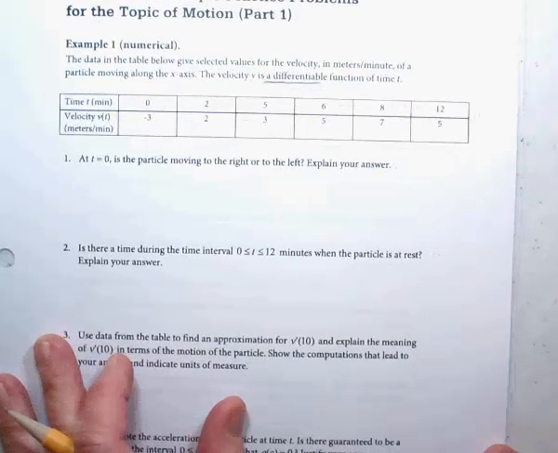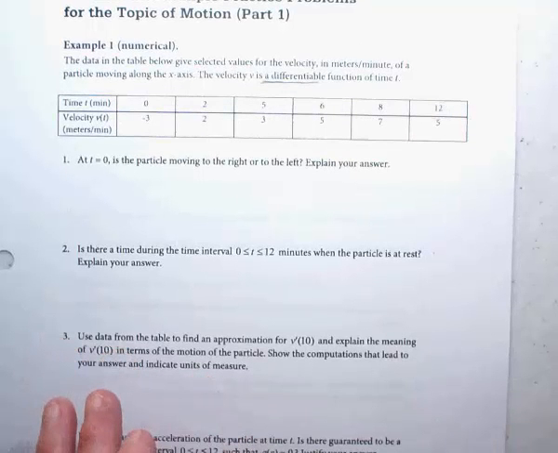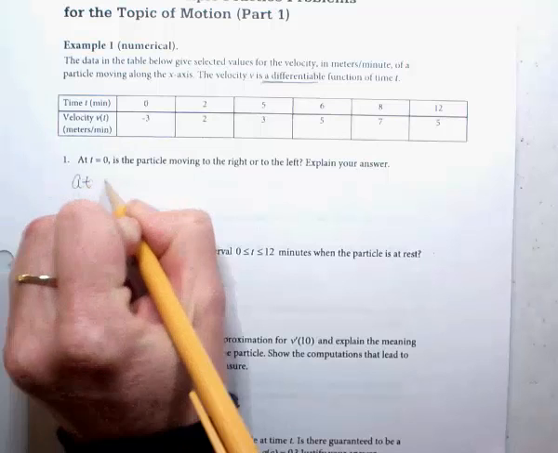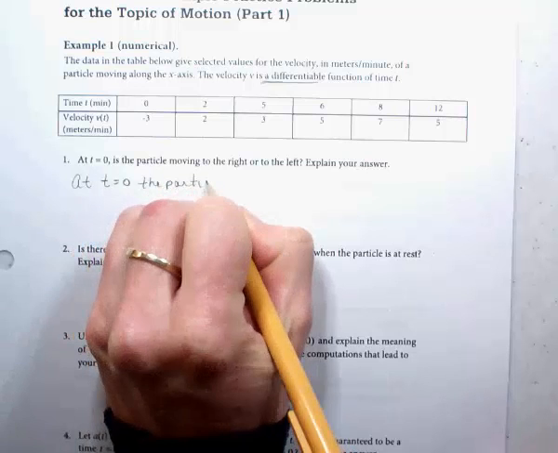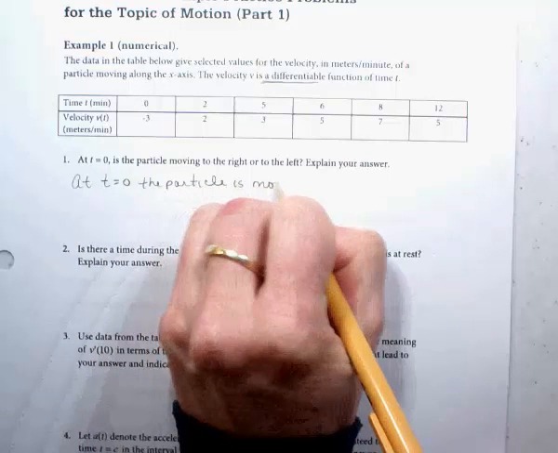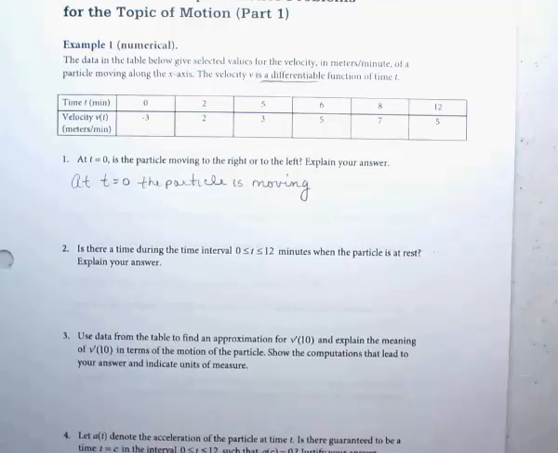At time equals 0, is the particle moving to the right or the left? Explain your answer. This is a two-part problem, so to speak, meaning you're going to get points for the correct answer and points for explaining correctly. So let's go ahead and take the question and make it our answer. It's just good sentence structure. So I'm going to go ahead and rewrite their question. At time equals 0, the particle is moving.